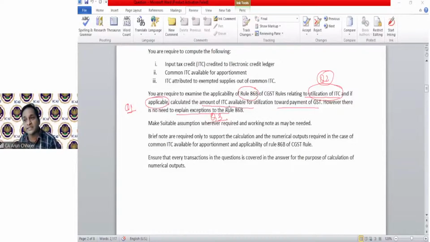So by this practical problem, my theory is also being revised to a larger extent. Give me the quick 3 answers. Question number 1, when 86B would be applicable. Question number 2, how much percentage I can use as ITC if 86B is applicable. Third, what is the exception, any one, to Rule 86B? I'm giving you only 2 minutes.